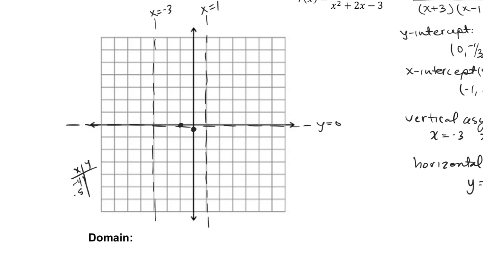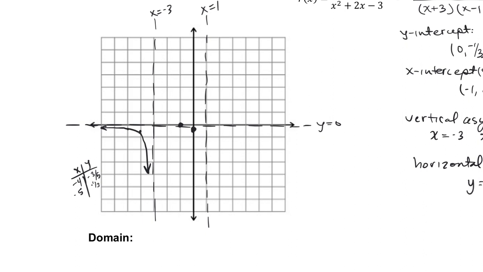Let's see what happens. So we get negative 3/5 when x equals negative 4. That's roughly negative 1/2, right about there. When x equals negative 5, we get negative 1/3, which is right about there. So what we can see from those 2 points, that piece of the graph looks like that.